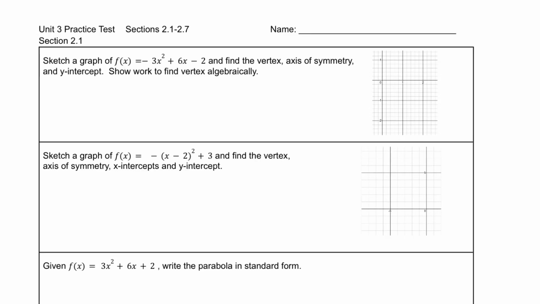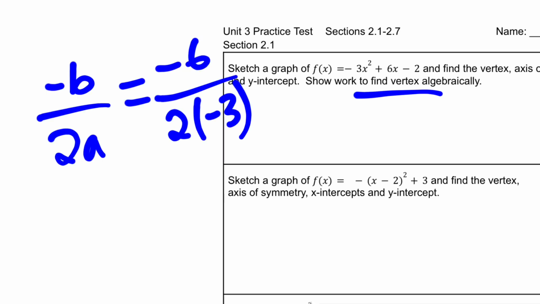This is a Unit 3 review for Chapter 2. To find the x-coordinate of the vertex, you can take negative b divided by 2a. For this one, that's, my goodness, my b's and 6's. All right, let's make that a capital B. Negative b divided by 2a is equal to negative 6 over negative 6.